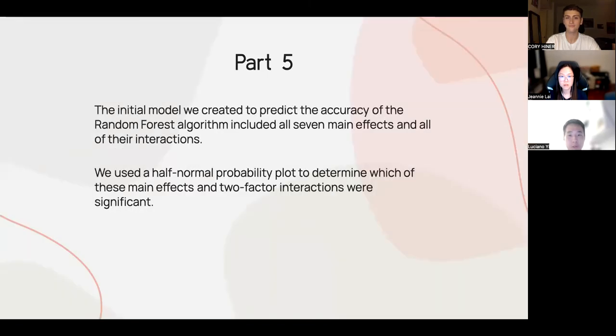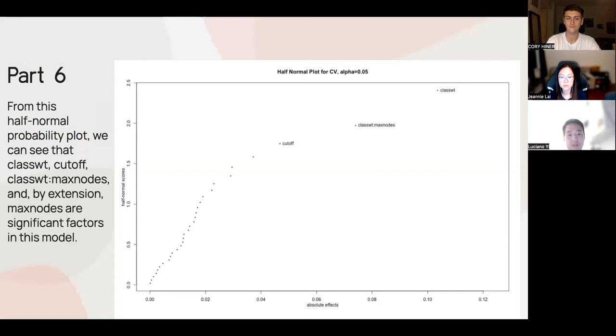The initial model we created to predict the accuracy of the random forest algorithm included all 7 main effects and all of their interactions. We used a half-normal probability plot to determine which of these main effects and two-factor interactions were significant. From this Daniel plot, classwt cut off the interaction of classwt and maxnodes, and by extension, maxnodes are significant factors in this model.